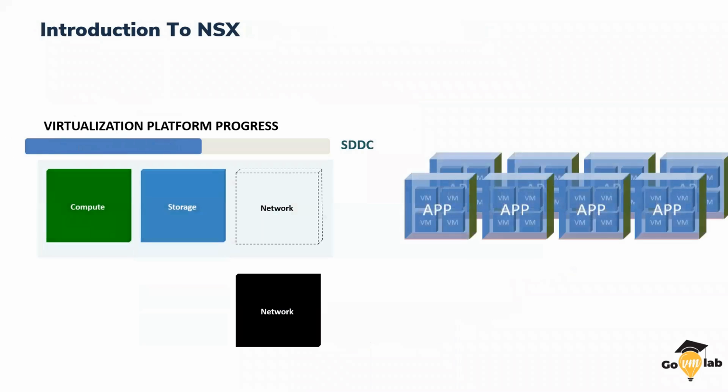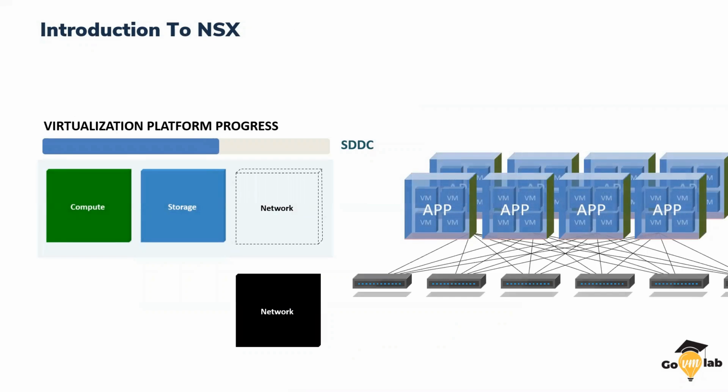So now, as we discussed many times, any software defined data center has three fundamental building blocks: compute, storage, and network. With vSAN, we got the capability of virtualizing our storage. But as you could see, the networking was still not virtualized, right?